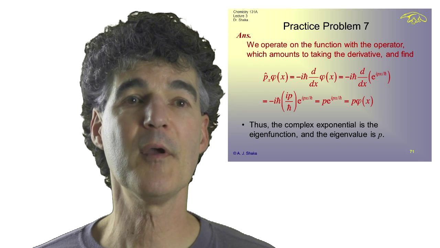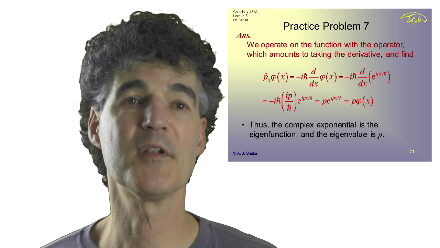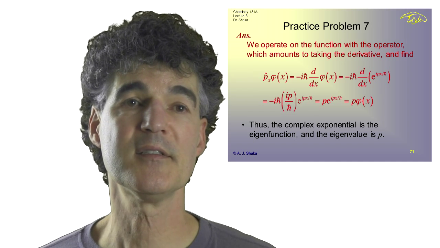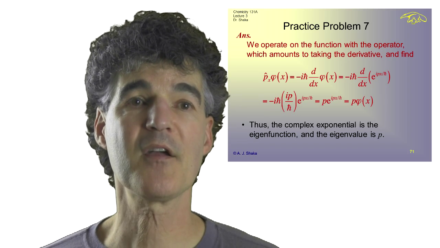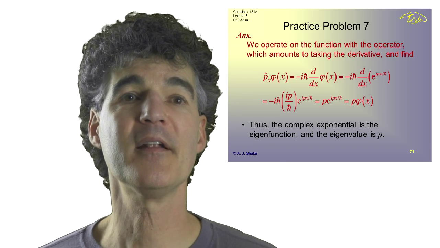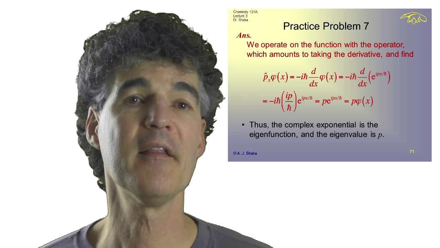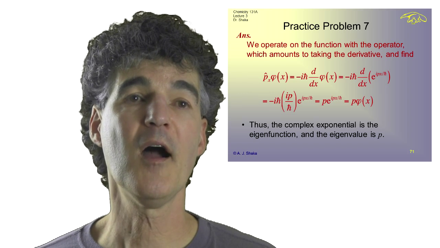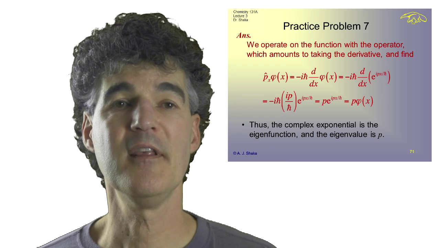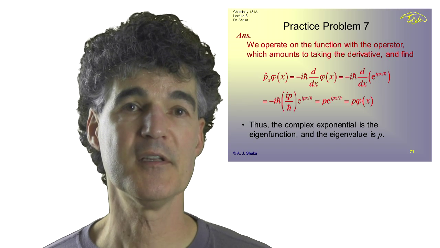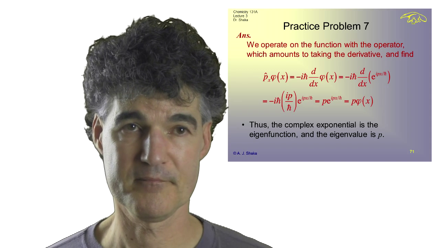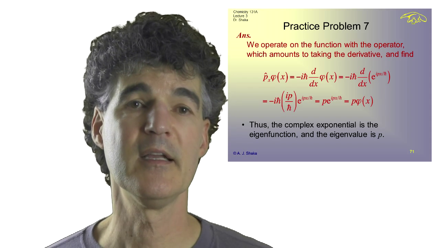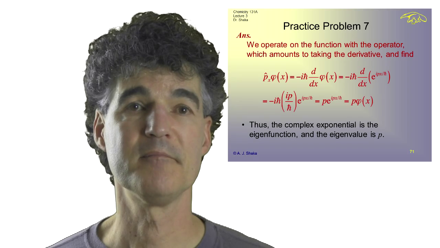And now I think you can see why we want h bar out in front. The h bars cancel. Minus i times plus i is minus i squared. But minus i squared is plus 1. That goes away, and that leaves us with p. And that's p e to the i px upon h bar, and that's p times the eigenfunction. And therefore, we've shown that the operator p hat returns the eigenvalue p, which has the units of momentum. So the complex exponential is the eigenfunction of the momentum operator, and the eigenvalue is p.